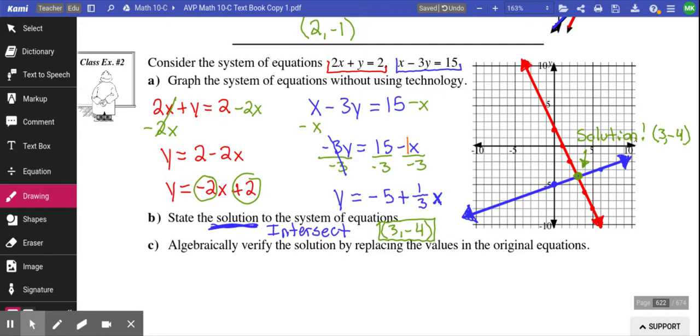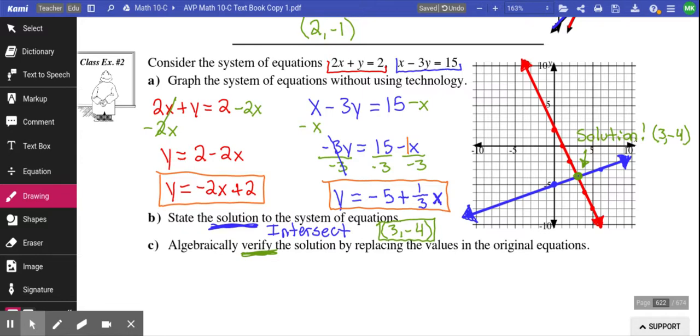Part C is kind of one of the cooler parts about this unit. It's called verifying. Verifying means checking your work, essentially. The way that we're going to check our work is by going to these equations up here that we built. I'm going to just highlight them in orange. Going to these equations and giving the input value of 3 and seeing if you get the output value of -4. Because we said that those two lines cross at 3 comma -4.